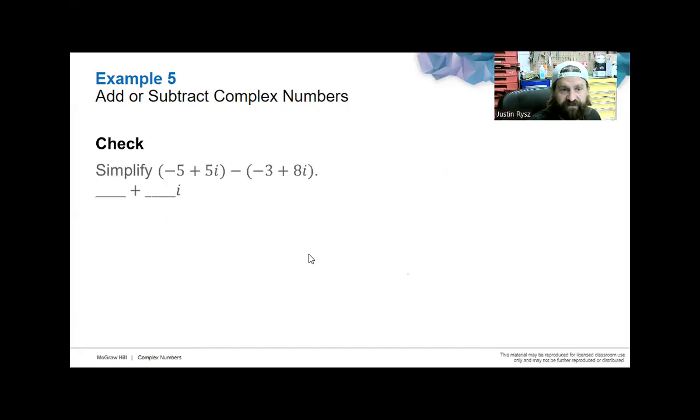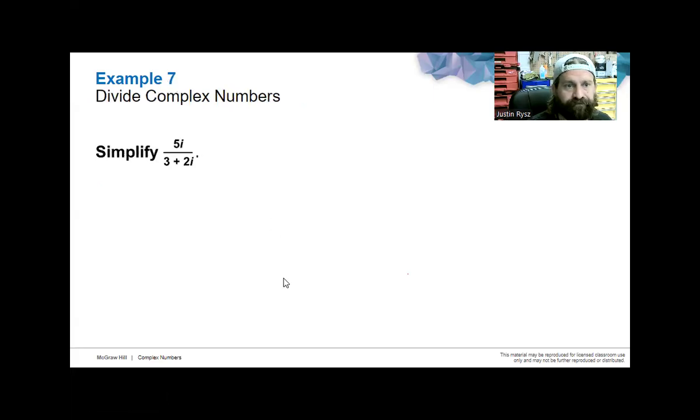Okay, if you want to go ahead, give this one a try. Pause the video, see if you can do the same. Remember, only combine real with real and imaginary with imaginary. We combine the real with the real, we got -5 minus -3, which becomes -2. Be careful, that'd be like -5 plus 3. And then 5i minus 8i would be -3i. So there's your real part, there's your imaginary part.